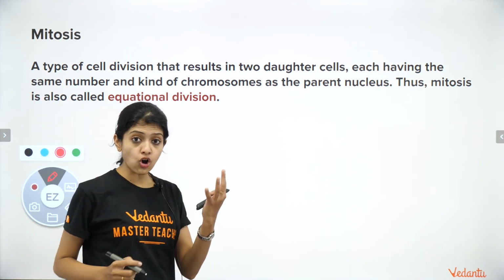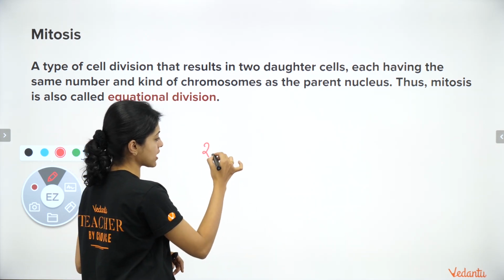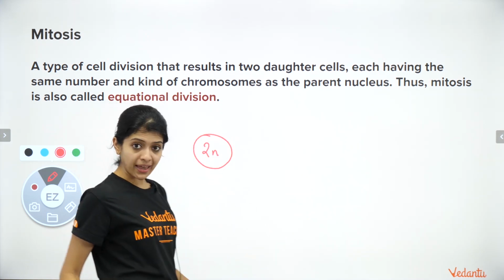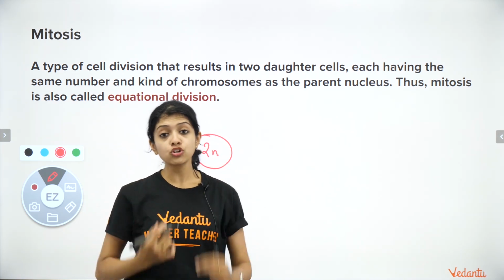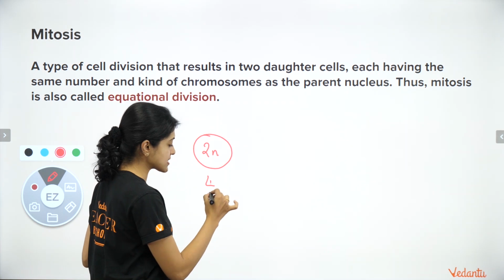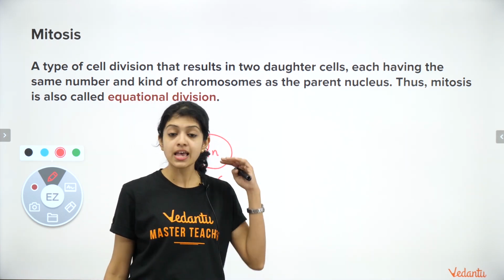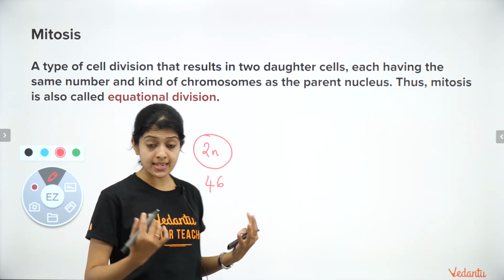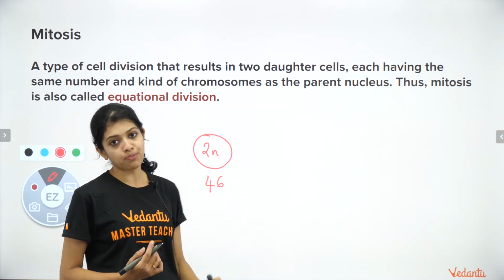If you recall, in the first stage, we had a diploid cell. We are talking about a diploid parent cell. Say, for example, in the case of a human being, a typical human cell would contain 46 chromosomes. The diploid number of human beings is 46, or 23 pairs. The parent cell of one cycle of mitosis is a diploid cell.